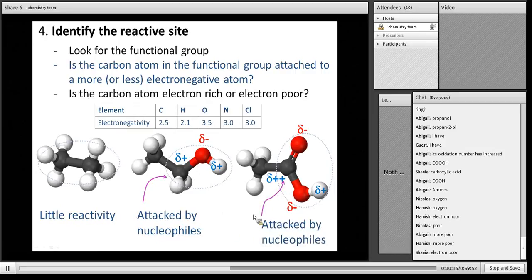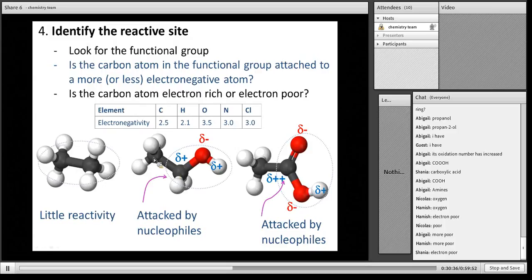So if you look for the functional group, then look for the carbon that's part of that functional group, and that is where the change is going to happen. So if I'm substituting the OH with a Cl, the Cl will add onto this carbon atom and not that one.